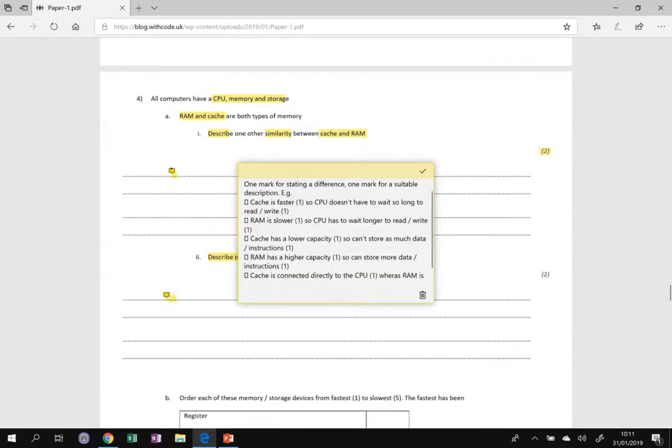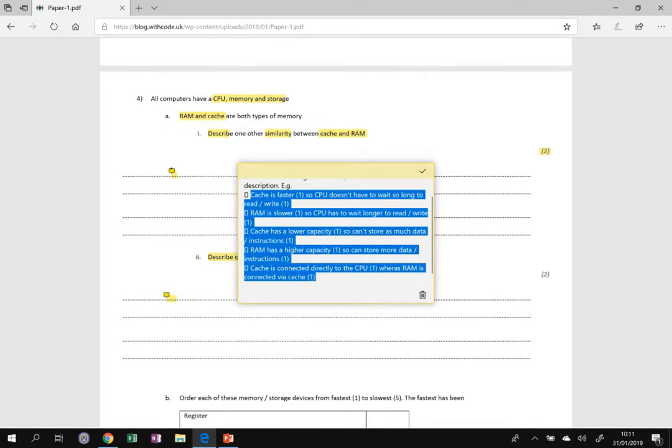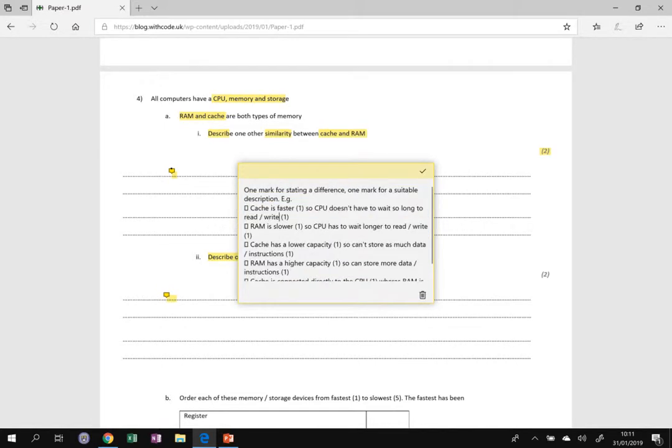You could say any one of these bullet points as long as you make a statement and then you explain that, you describe that statement a little bit more. So cache is faster than RAM, so the CPU doesn't have to wait quite as long to read or write from it. Or you could say the same thing the other way around. RAM is slower than cache, so the CPU has to wait a little bit longer if you have to read or write from RAM instead.